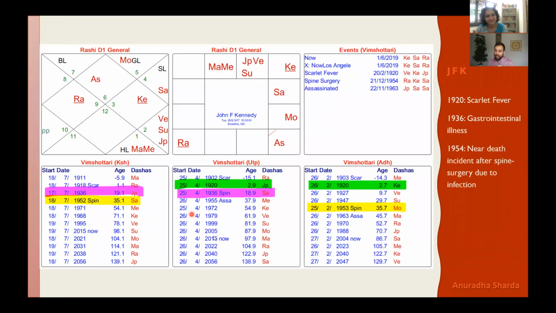So I have taken these three dashas and shown them on screen and marked their coincidence for the chart of John F. Kennedy. I thought I could take multiple examples, but this example was so elaborate, I decided to go into big detail with his example. Before I show how these dashas work individually, I wanted to show how we use the principle of Vaidyanath Dikshita, what he means.